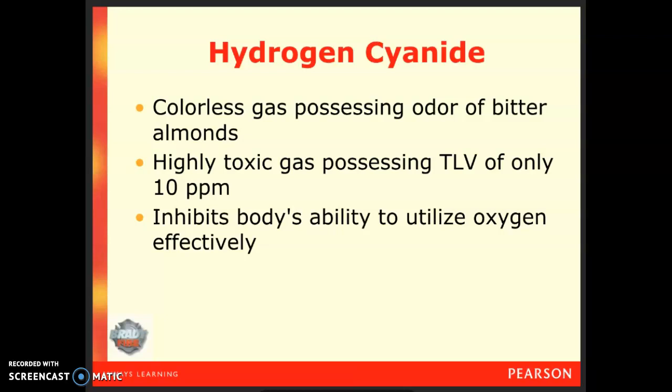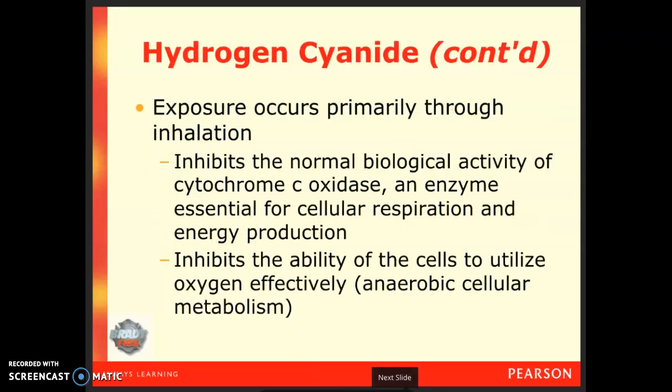Now, like carbon monoxide, it inhibits the ability of your body to utilize oxygen effectively, but it's not by the same mechanism. Hydrogen cyanide does not mess with hemoglobin, whereas carbon monoxide, that's its primary mode of work. But what happens with hydrogen cyanide is, like I said before, it's a gas, and what it works with or inhibits is a particular enzyme that is associated with metabolism, something called cytochrome C oxidase.